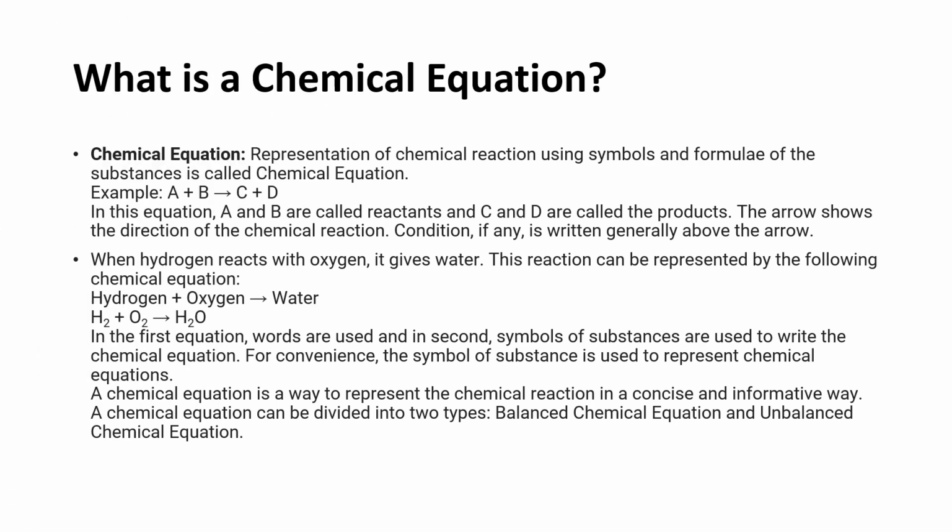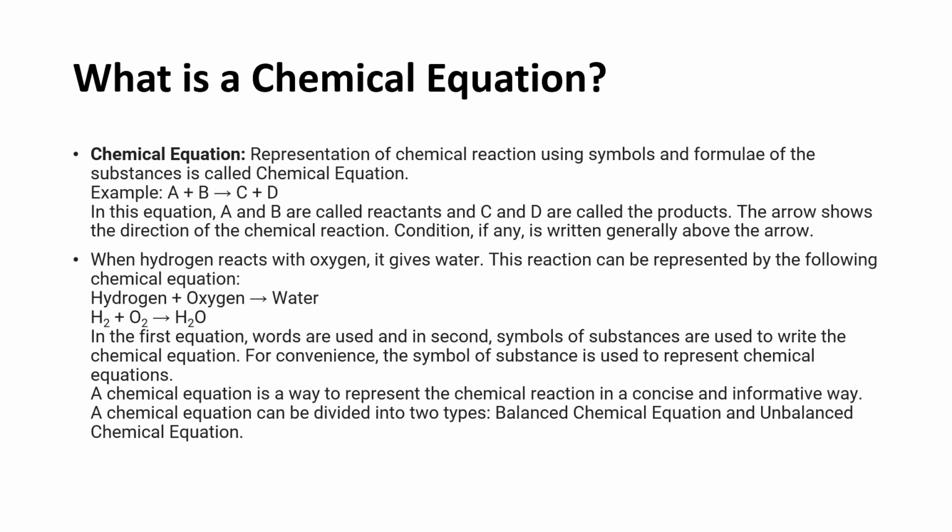Let's see what a chemical equation is. Representation of a chemical reaction using symbols and formulae of the substances is called a chemical equation. For example, A plus B gives C plus D. In this equation, A and B are called reactants and C and D are called products. The arrow shows the direction of the chemical reaction. Condition, if any, is written generally above the arrow.